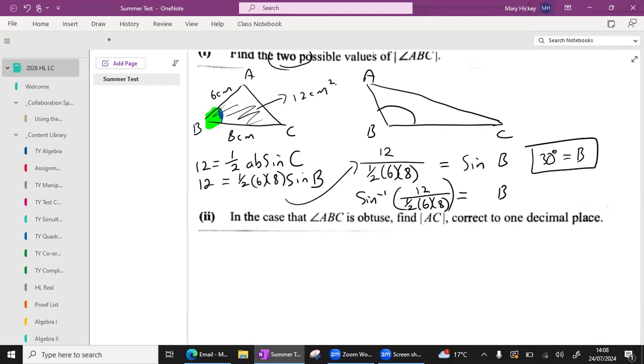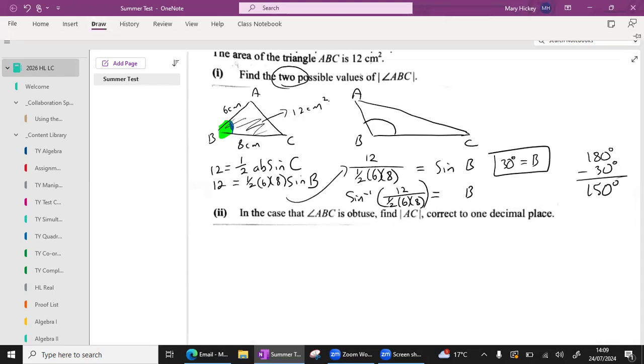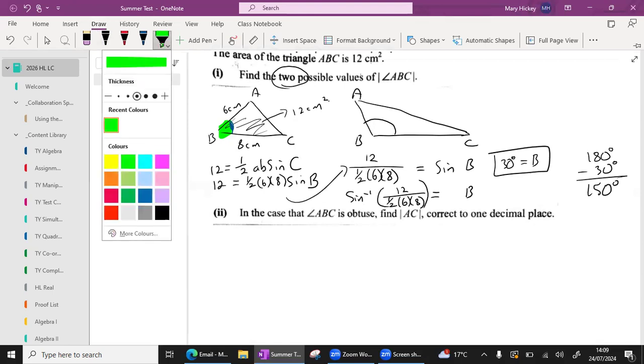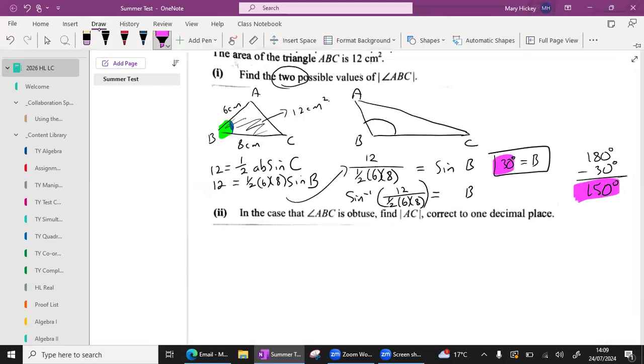Now, what's the other possibility? Well, because we can only work with the first or second quadrant in terms of sine being positive, all we have to do is 180 minus 30, which gives us the other possibility, which is 150. So our 2 answers are there now. We have a possibility of 150 or 30. So that's the answer to the first one.